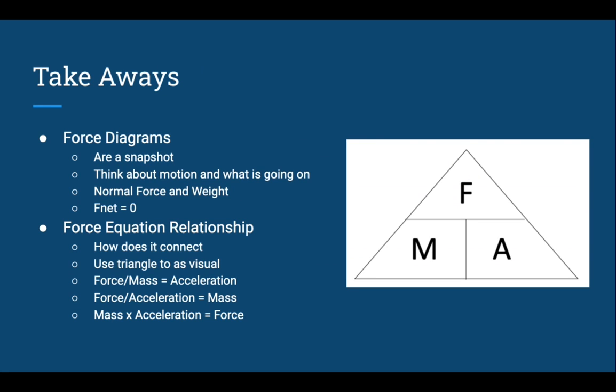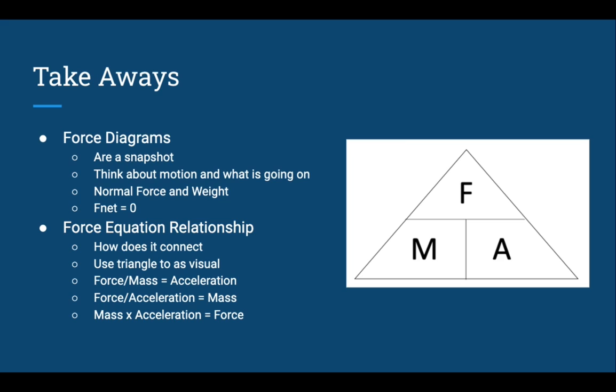Now that we are done, I would like to point out the main takeaways from the problem. Force diagrams are a snapshot of what is happening. Think about the motion and what is acting on it. Weight is the force of gravity, and normal force is the force against the surface. The force vectors will cancel out due to F net equals mass times acceleration, and in our case, acceleration was 0.